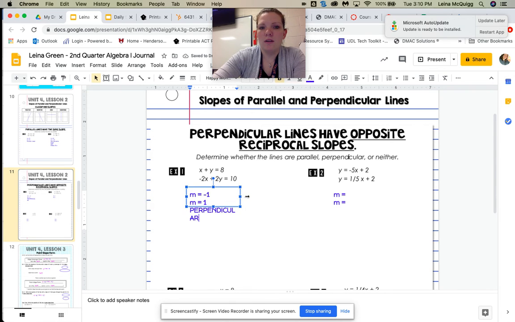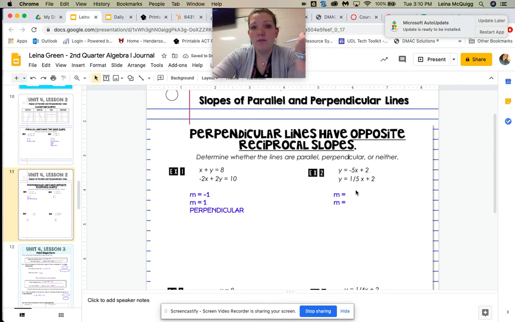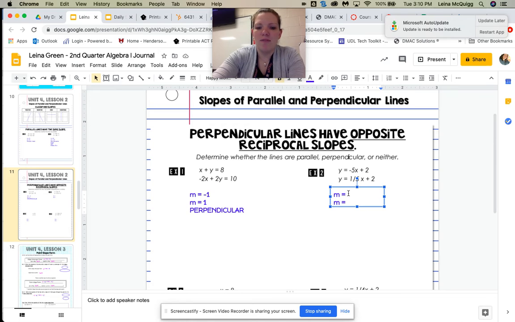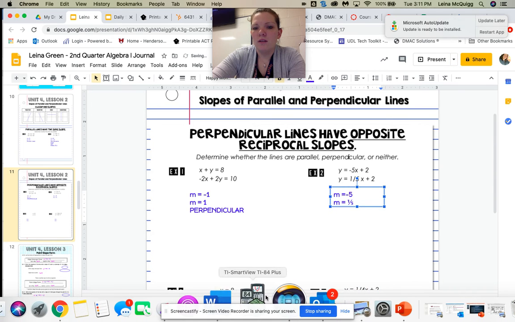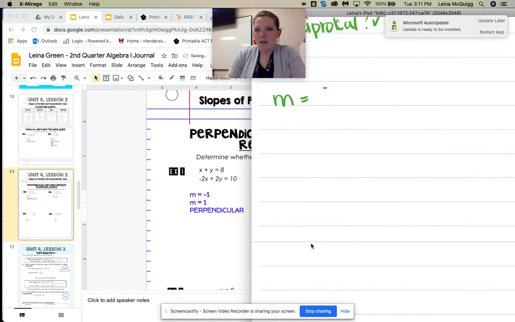They are perpendicular. Okay. All right. Over here, we are already solved for x. We are already solved for y for both equations. So the slope of the first line is negative 5. The slope of the second line is 1/5. So are they perpendicular? I want to bring this back up, sorry. Okay, so one of them is negative 5, and the other one is 1/5.